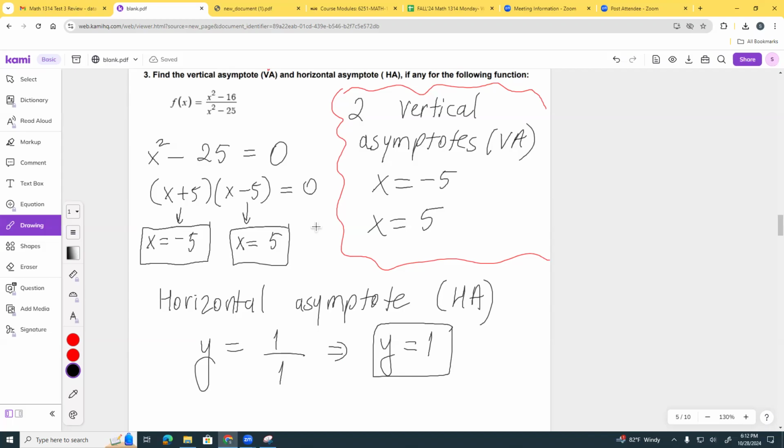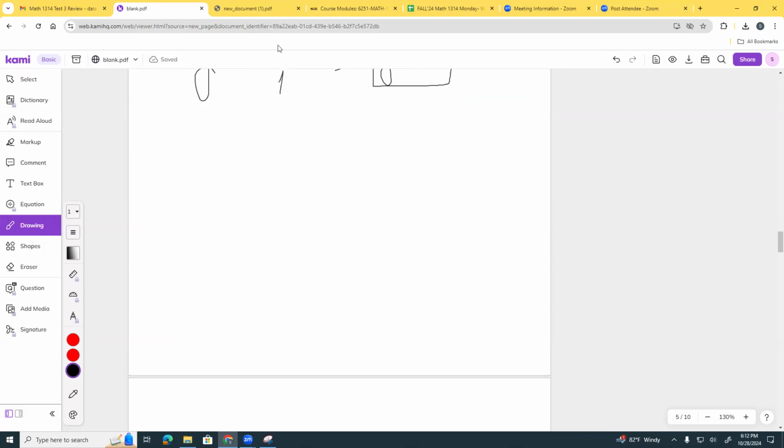All right, are you guys ready? So let's say I'm just going to change the function. I'm not going to write the whole thing, but let's say f of x is actually 3x cubed minus 1 over 5x cubed minus 1. Let's say this is the function. Again, we're looking for the vertical asymptote and the horizontal asymptote. All right, let's start with the vertical asymptote.